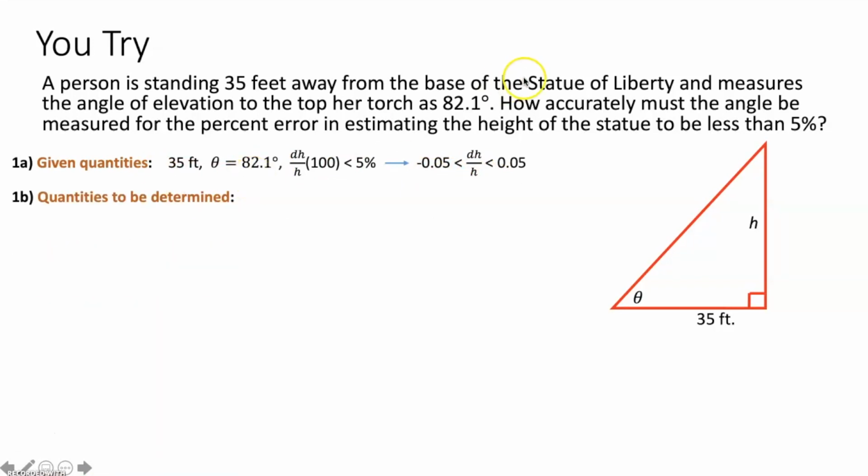We're trying to figure out how accurately must the angle be measured. So how accurately must the angle be measured? Meaning what is the propagated error of our angle measure? Meaning what is d theta? That's what we are looking for.